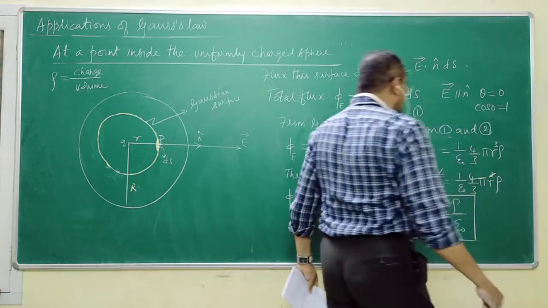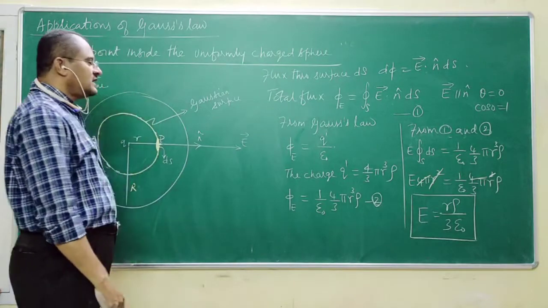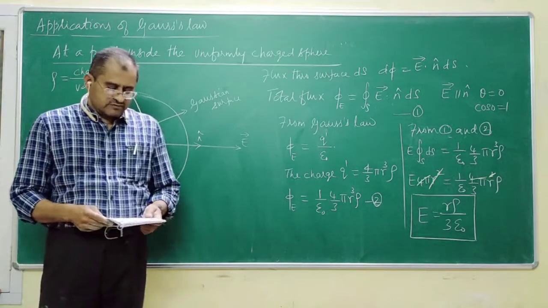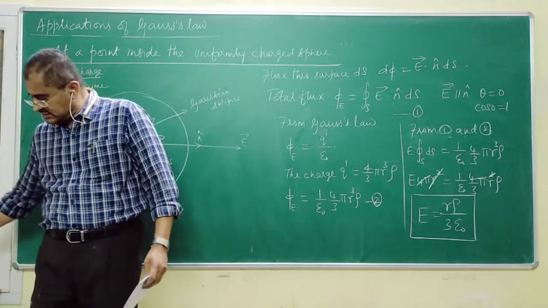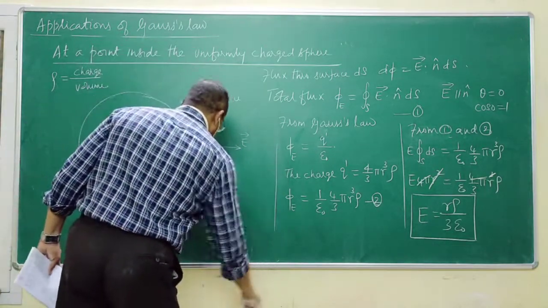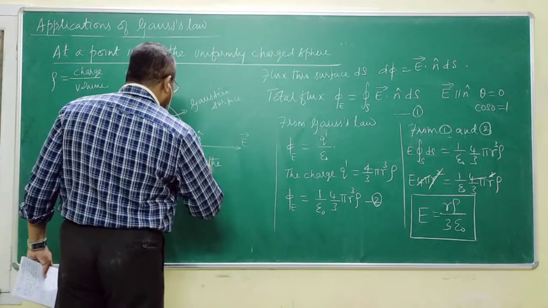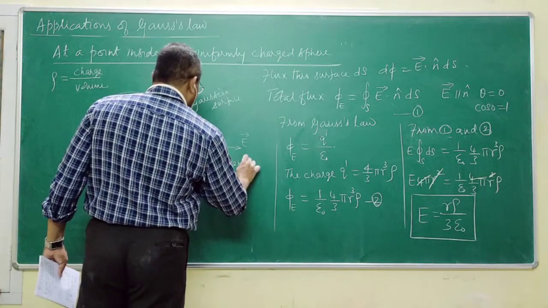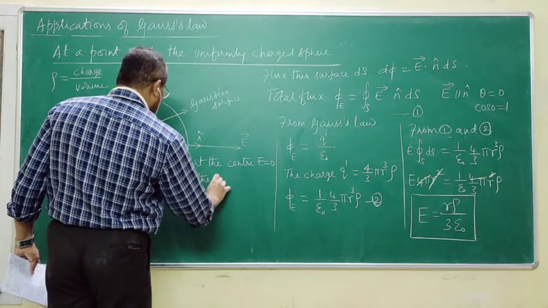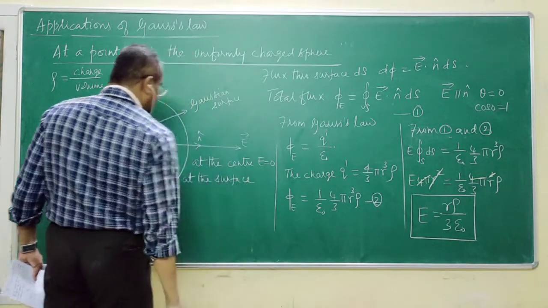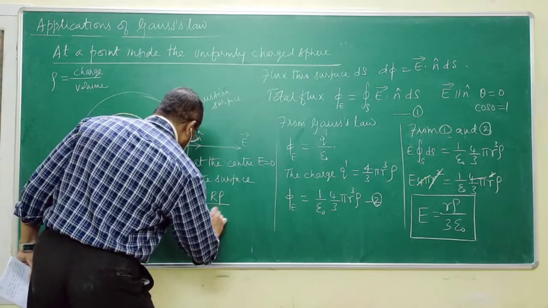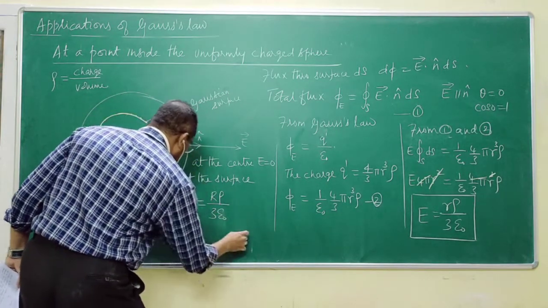R rho by 3 epsilon naught. Electric field intensity at a point inside a uniformly charged sphere is R rho upon 3 epsilon naught. Then at the center, E will be equal to 0. At the surface of a solid sphere, E will be equal to R rho by 3 epsilon naught.